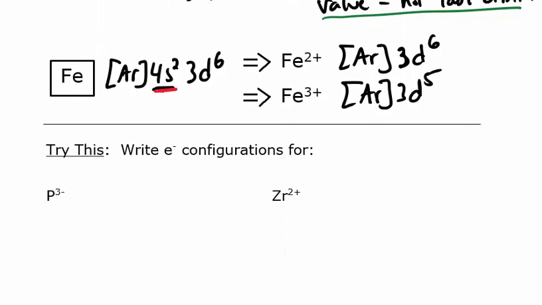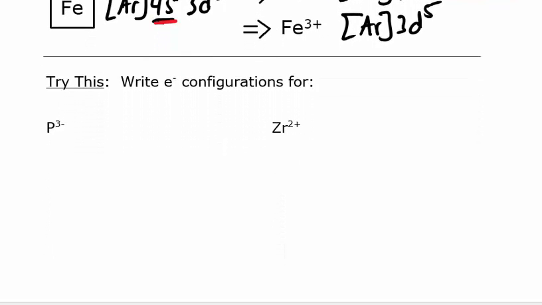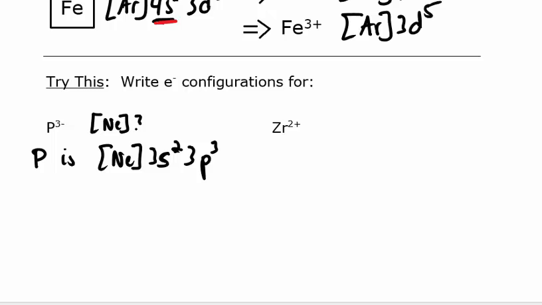Here's a couple of them for you to practice by stopping the video. The first one, P3-, again I like to write the neutral species. P, phosphorus, is neon 3s2, 3p3, and if you're making it 3-, you're adding 3 more electrons, so it's neon 3s2, 3p6 for P3-.